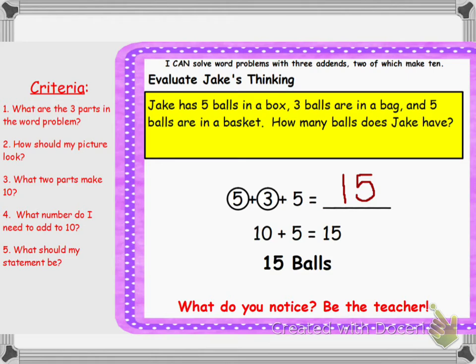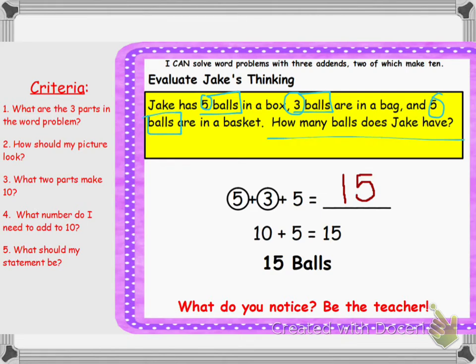All right, so now I want you to put your whiteboard away, and let's look at this. This is Jake's thinking. We're going to look at this. So Jake has 5 balls in a box. 3 balls are in a bag. 5 balls are in a basket. How many balls does Jake have? So Jake has 5 balls in a box. 3 balls are in a bag, and 5 balls are in a basket. How many balls does Jake have?